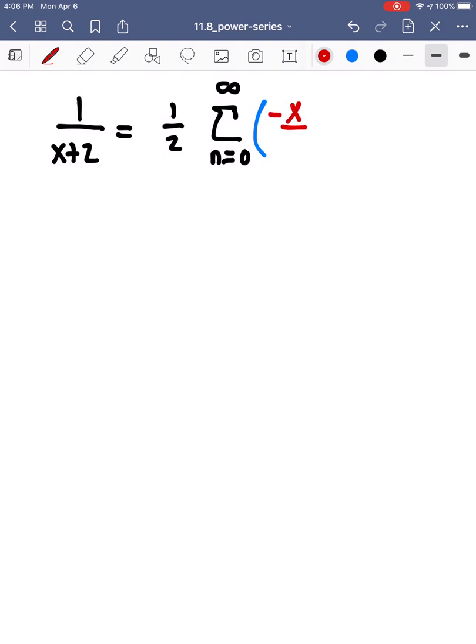So in conclusion, for this problem, this 1 over x plus 2 function has a power series form of 1/2 times the power series of n equals 0 to infinity of the quantity of negative x over 2, all raised to the nth power. And of course, we could do a little bit more algebra on this if we so desired.